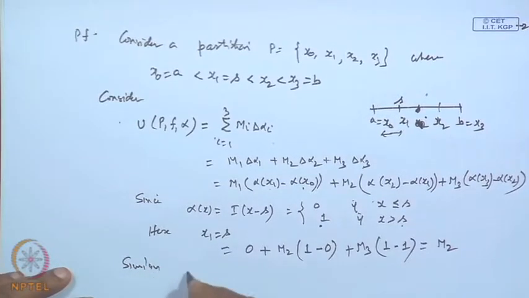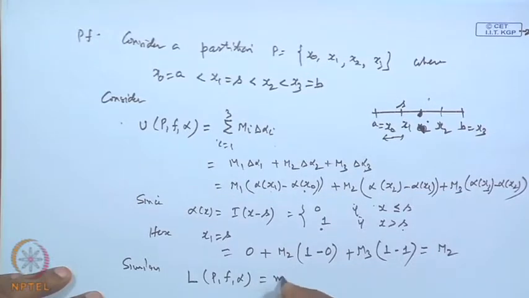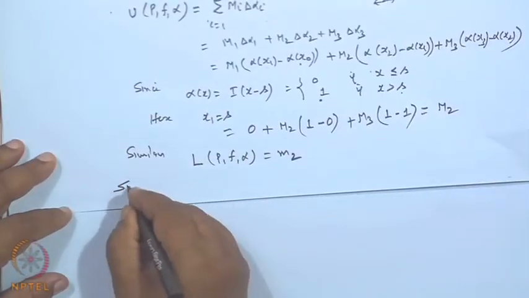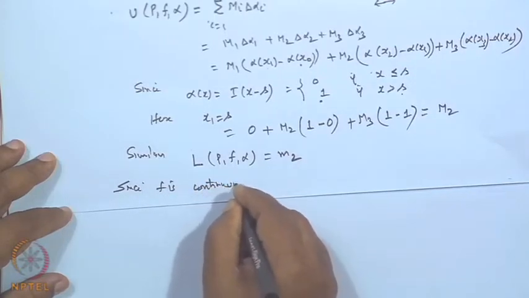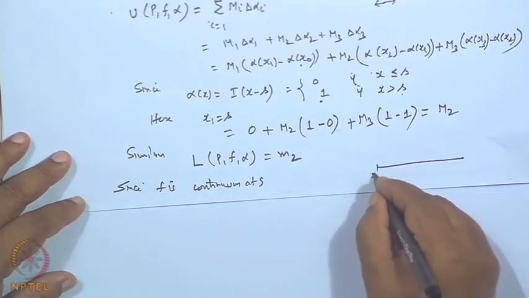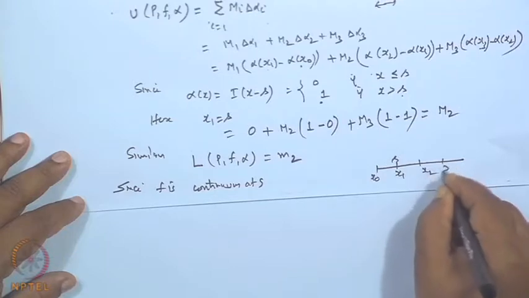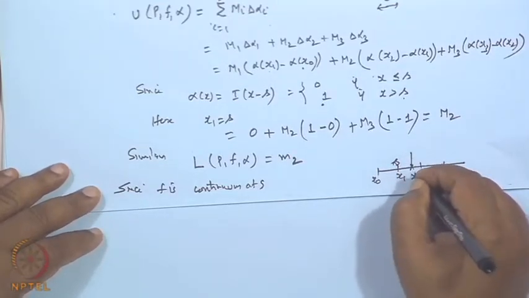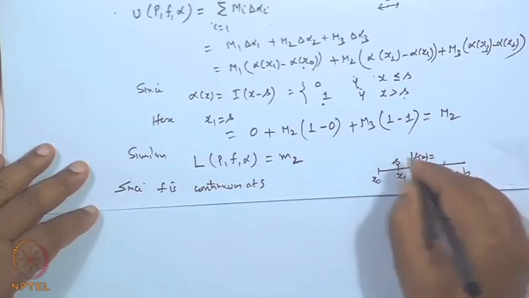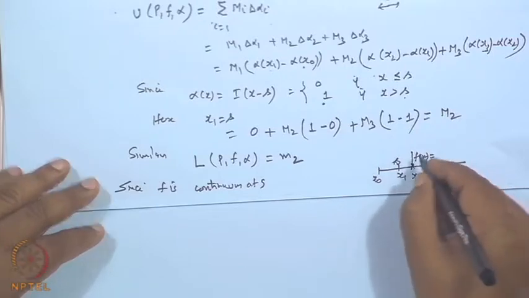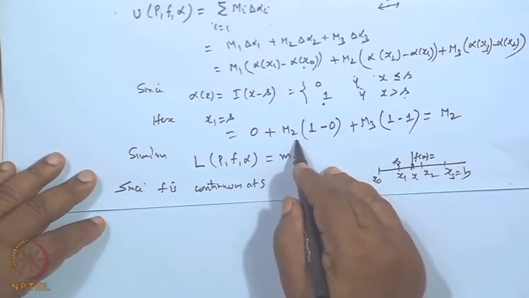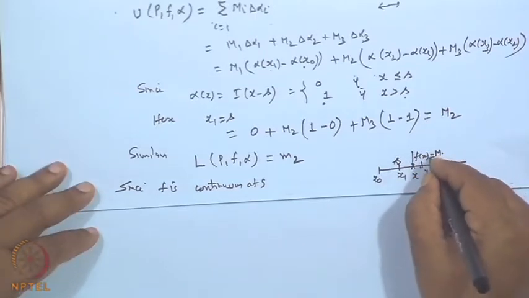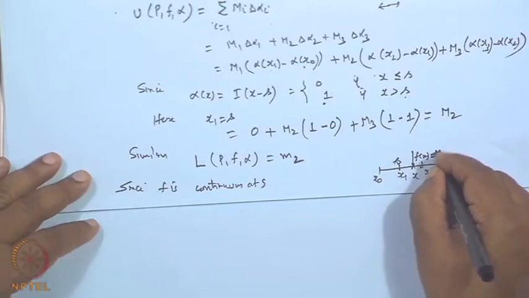Similarly, we can say the lower sum of the function f with respect to alpha will be the small m2, like this. Okay. Now, since f is continuous at s, this is our x0, x1 which is s, x2, x3 which is b. So, if I take any arbitrary point here, say x, the value of f(x) in this interval, the maximum value will be M2, because M2 is the maximum value over this interval. Okay. So, it will approach this.